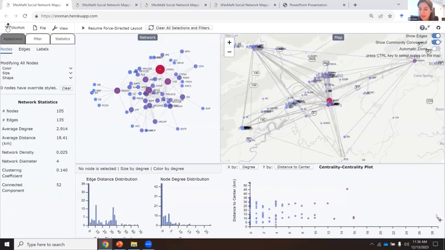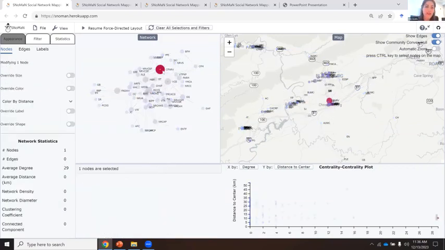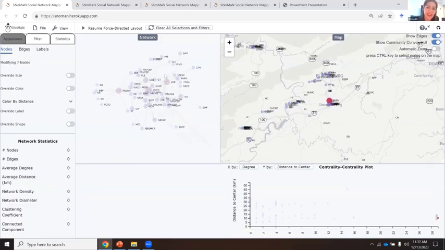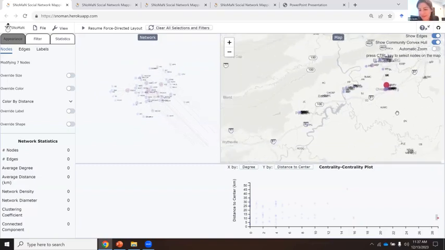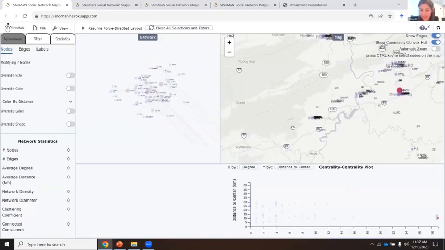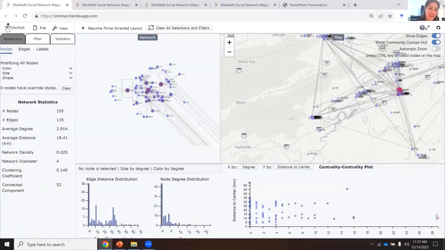Or I might want to brush and select this node over here, and I find that that is one of the big nodes of the community foundation, and I could move it around, and I can do it like that. Yep, live demo.